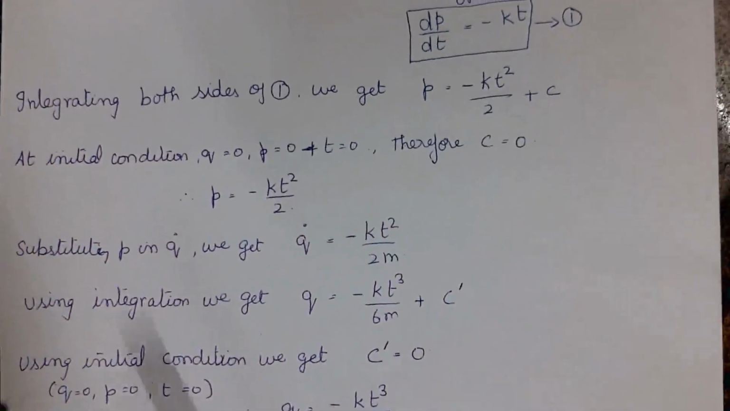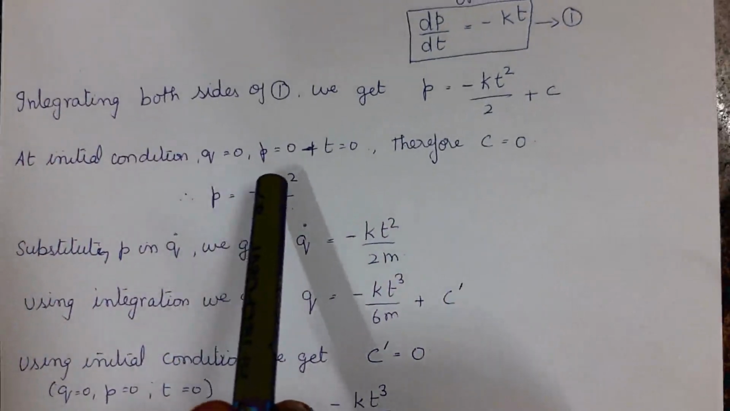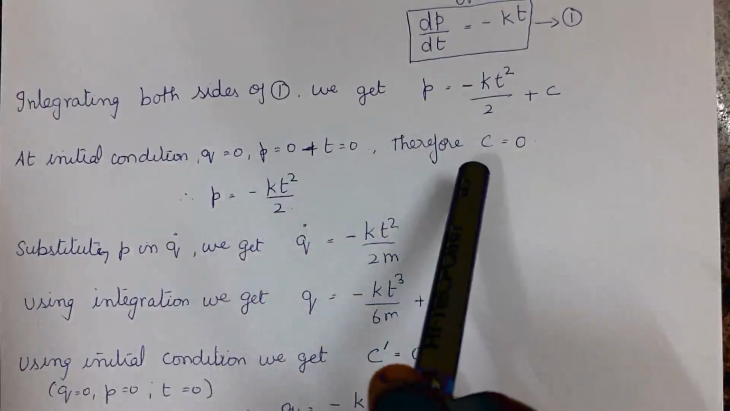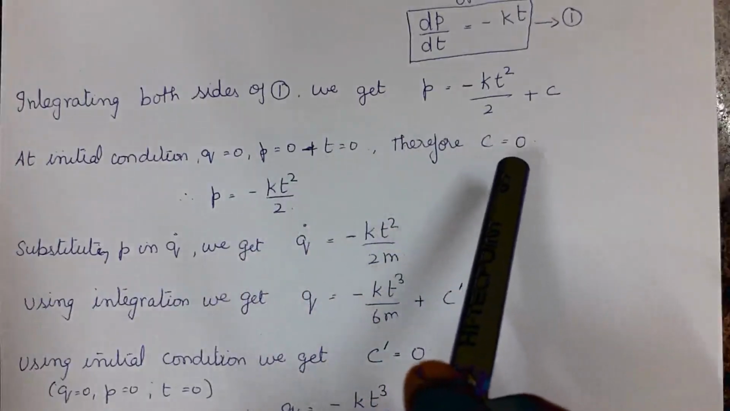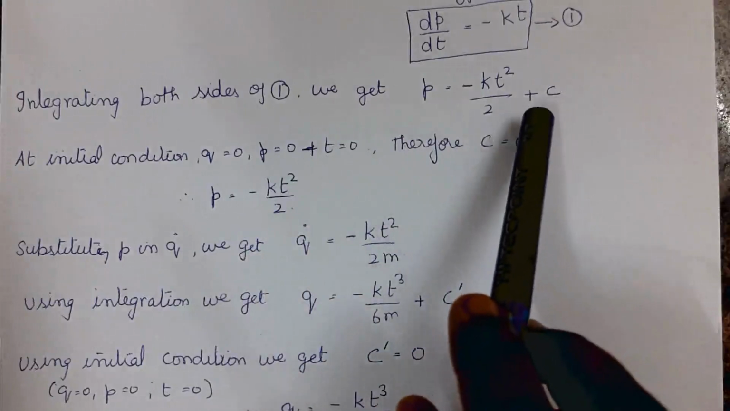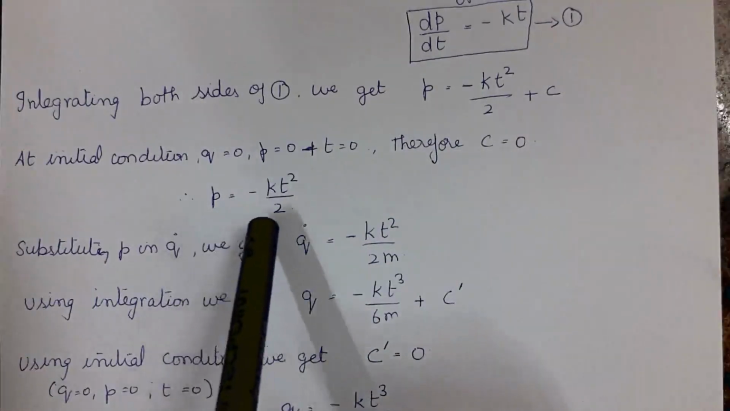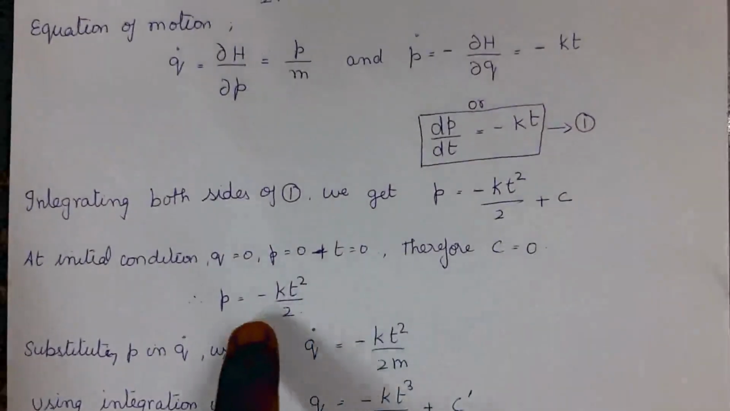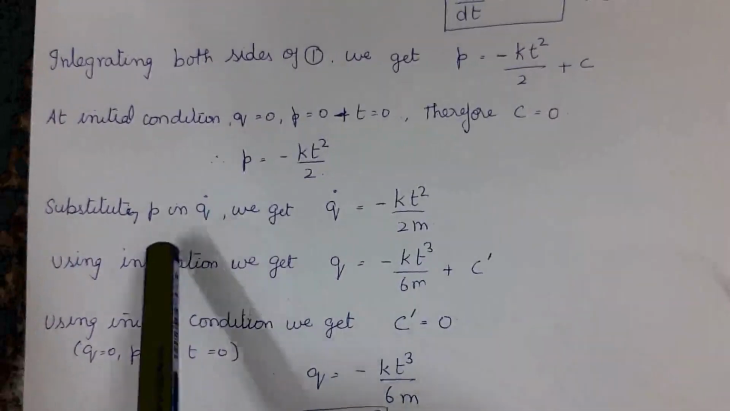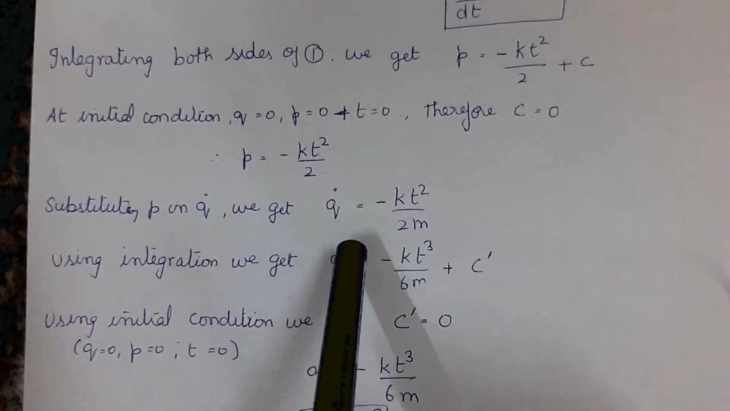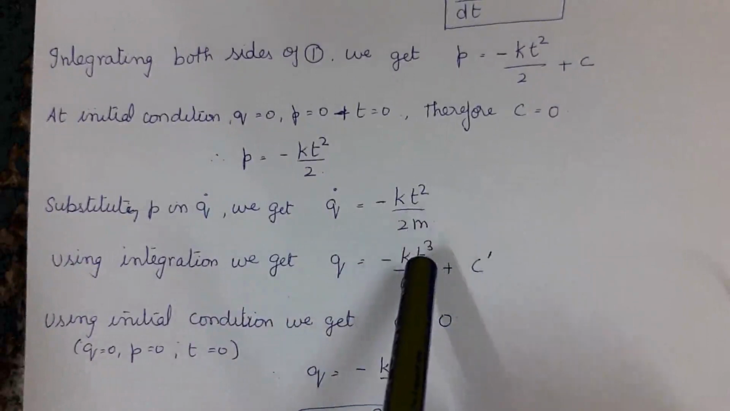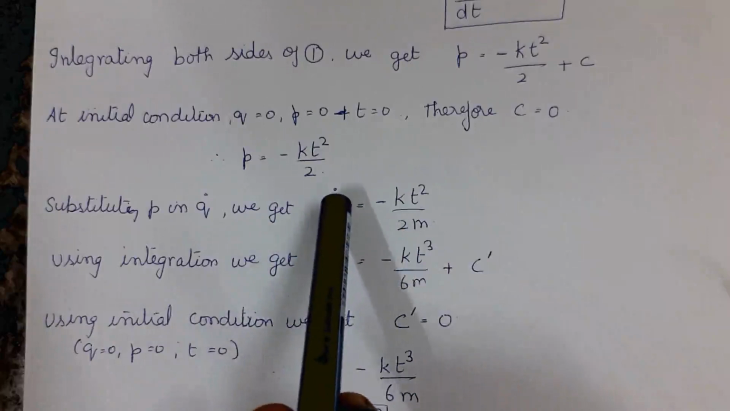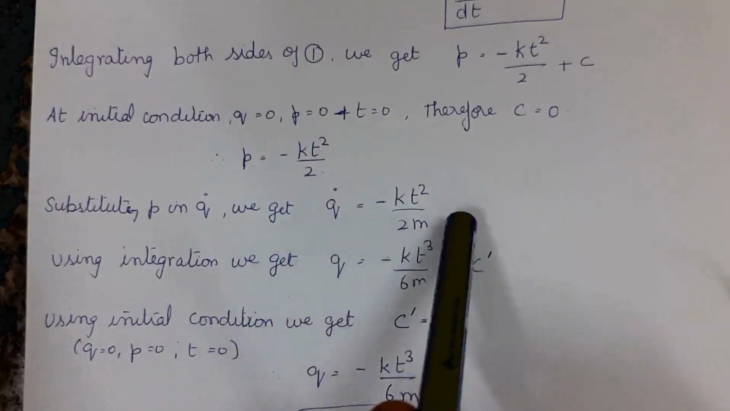In the question, they have given the initial conditions q is equal to 0, p is equal to 0 and t is equal to 0. Substituting here, we will be getting the constant c is equal to 0. By substituting the c value here, we can write p is equal to minus k t square by 2. Now we know the value of p. Now substitute the value of p in q dot, and we will be getting q dot is equal to minus k t square divided by 2m. Now integrating on both sides, dq by dt goes to this side.